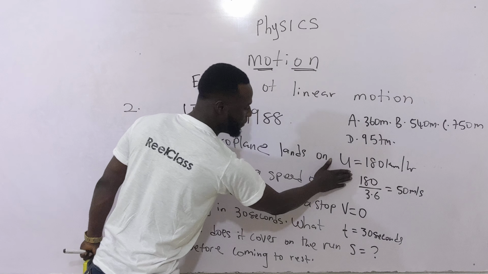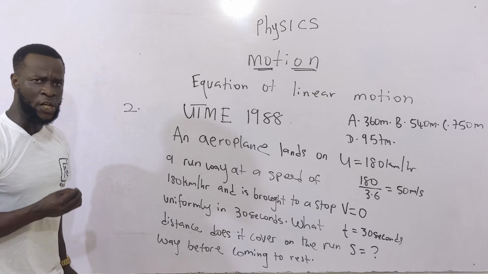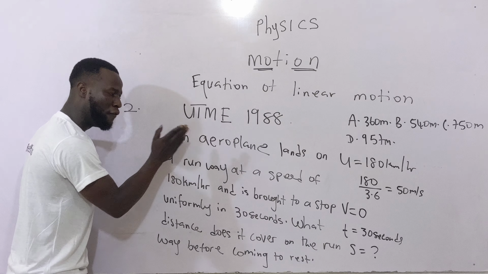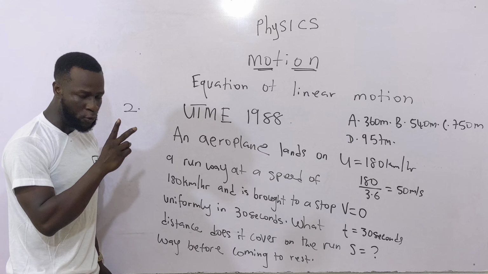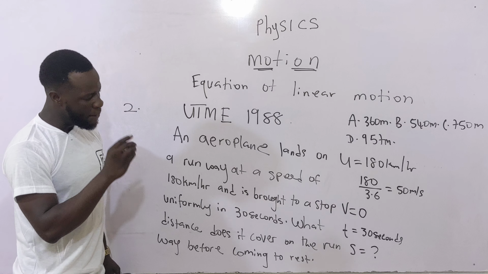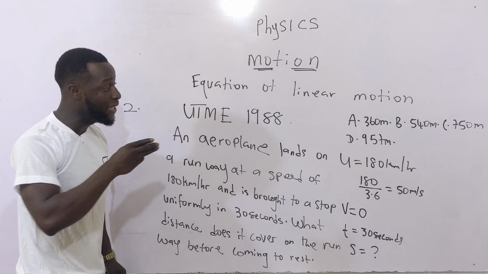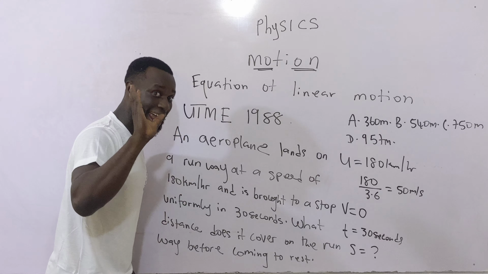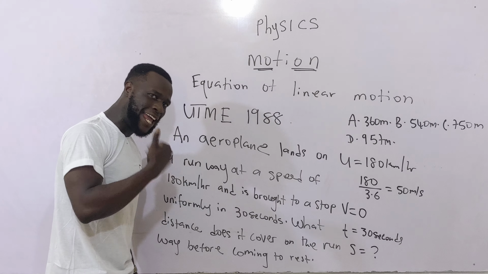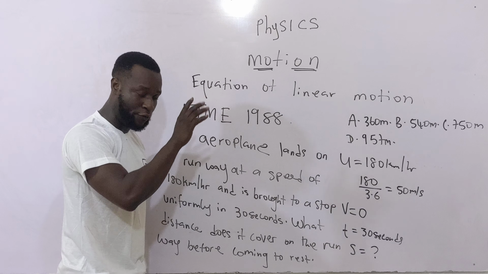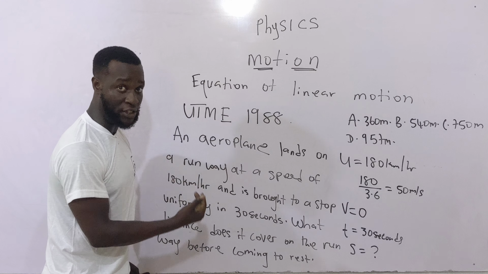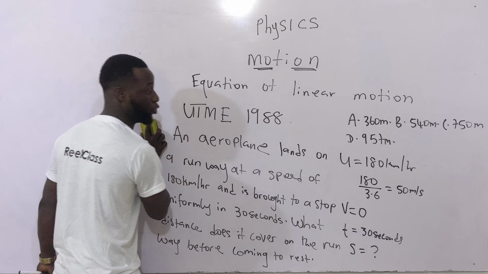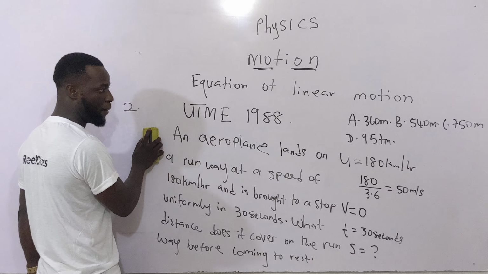So from all the parameters that have been given, which equation is best suited for this? It can't be equation 1, it can't be equation 2, and it can't be equation 3. Because in equations 1 to 3, acceleration A is there, but in this question, A was not given to us, so I cannot use any of those. What I will do is use the last equation, the fourth equation.